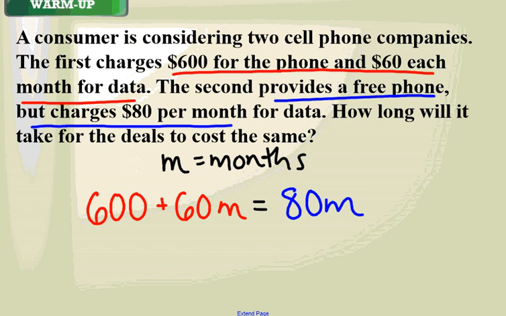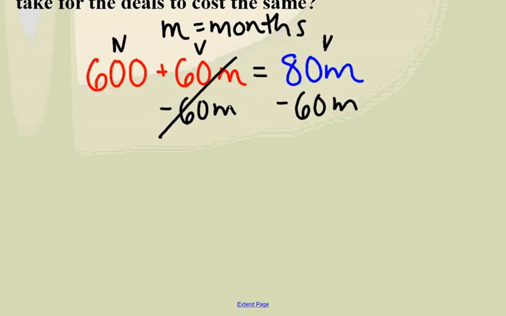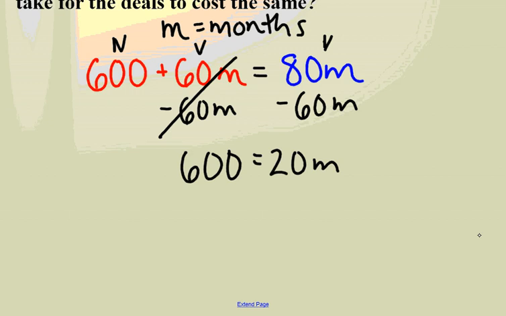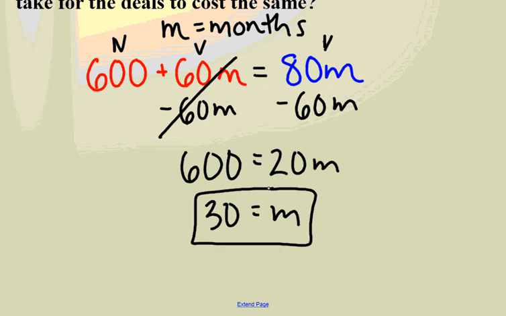Now we need to solve. We look to see if there's any simplifying. There is not. There's no distribution. There's no like terms on the same side because I've got number, variable, and variable. So my next step is to get my variables to the same side. I can already see all my numbers are on the left. So I'm going to get all of my variables to the right. By subtracting 60m, I then get 600 equals 20m. If I take 600 and divide by 20, I will find that it will take 30 months for the two plans to be equal.